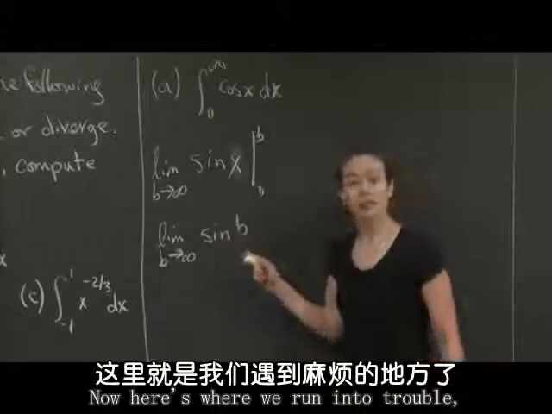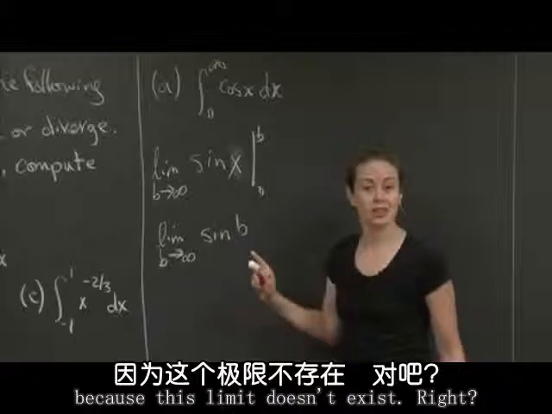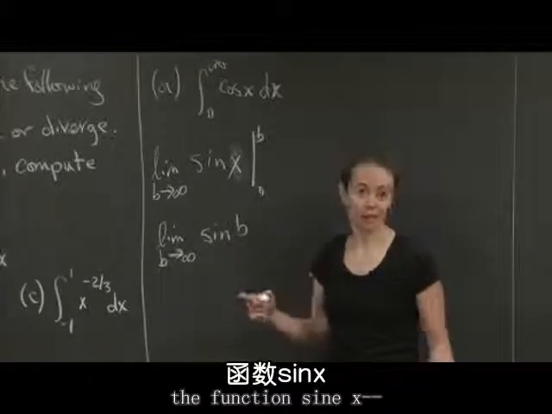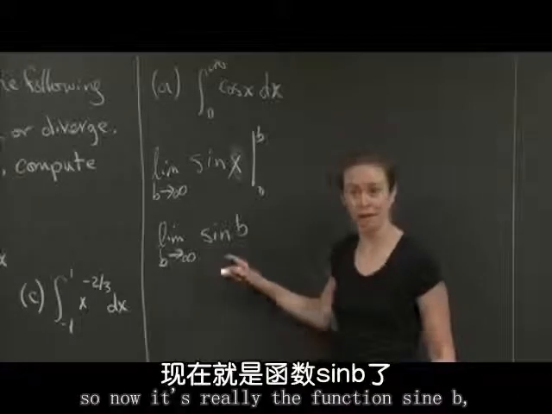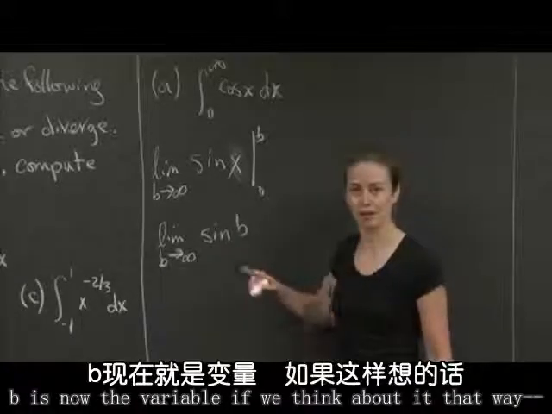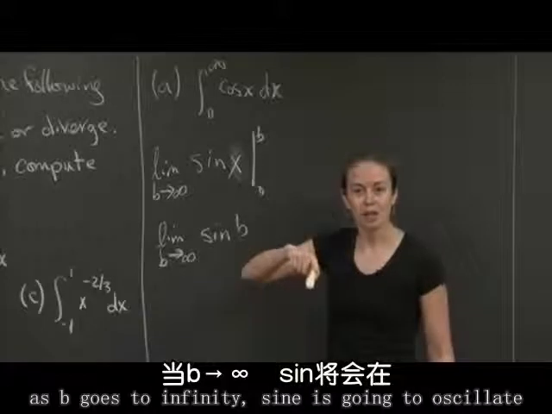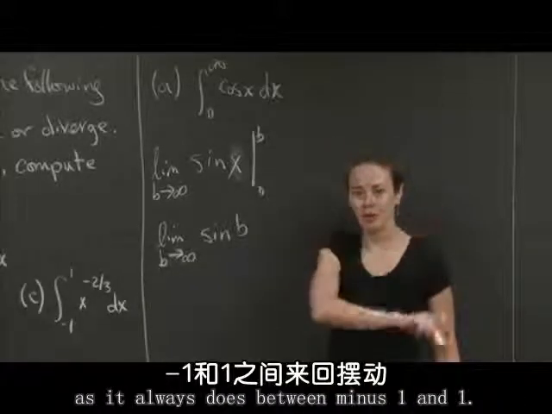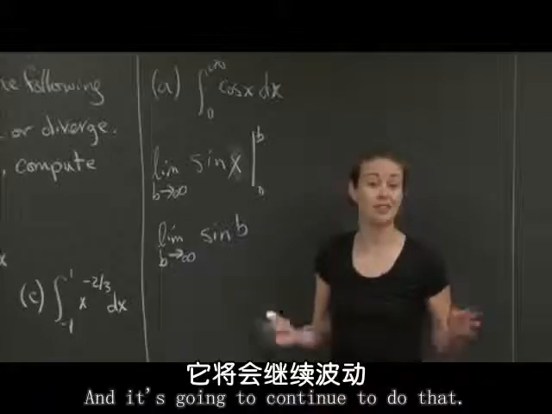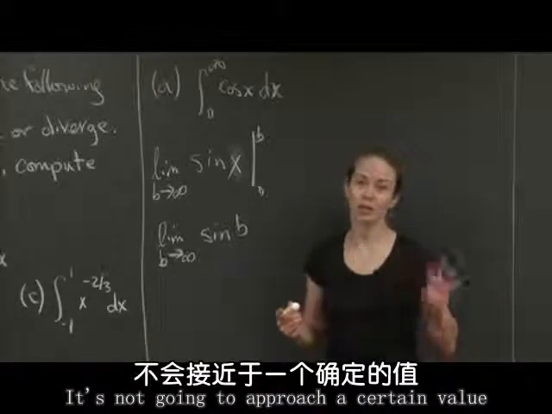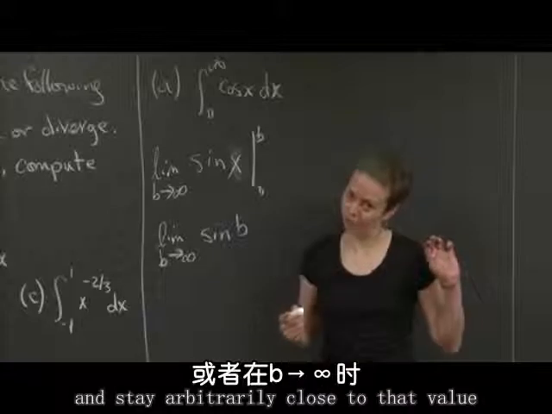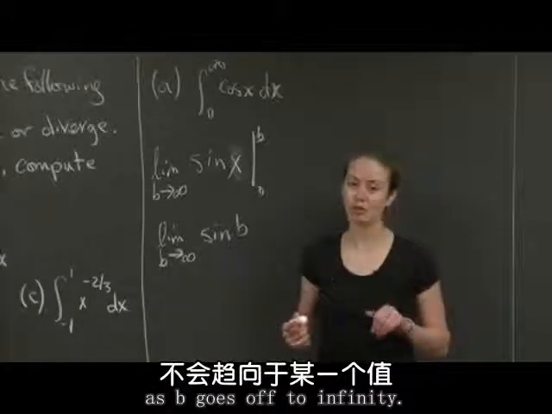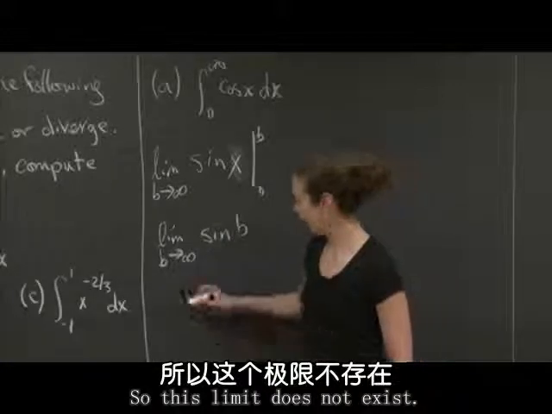And now here's where we run into trouble, because this limit doesn't exist, right? Because as b goes to infinity, the function sine x, so now it's really the function sine b is now the variable if we think about it that way. As b goes to infinity, sine is going to oscillate, as it always does, between -1 and 1, and it's going to continue to do that. It's not going to approach a certain value and stay arbitrarily close to that value as b goes off to infinity. So this limit does not exist.